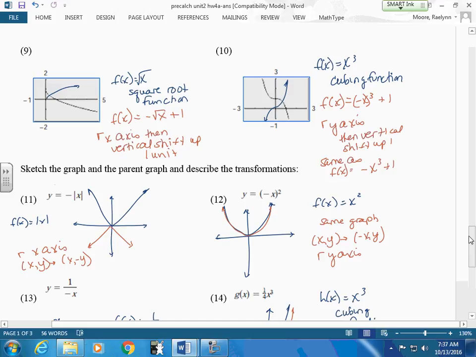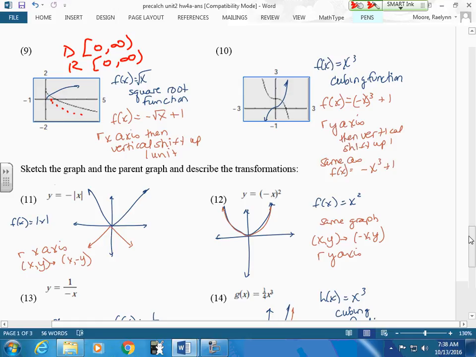A square root function, this has a reflection and a plus 1. It'll reflect it first, and then it'll jump it up 1. So let's hit this domain and range. What's the domain for the square root function? 0 to infinity. Good. What's the range? Yeah, 0 to infinity.